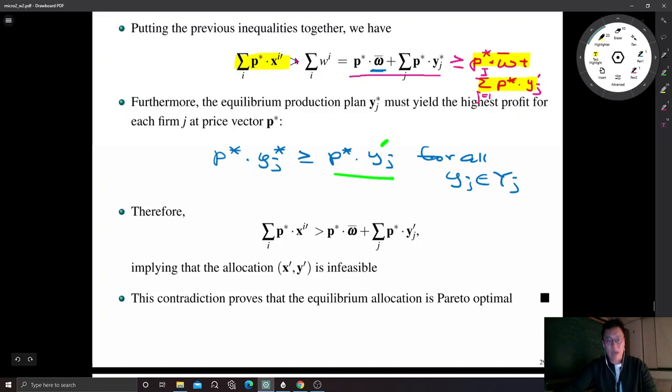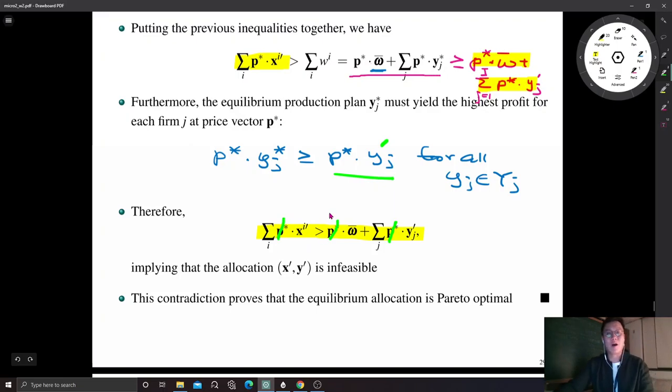Then we have a strict inequality right here. So we end up with this inequality. This one should be strictly larger than this one. P star is common, so we can delete this P star. That means the summation of xi prime is strictly larger than total endowment plus total production. So that means (x prime, y prime) is in fact not a feasible plan.